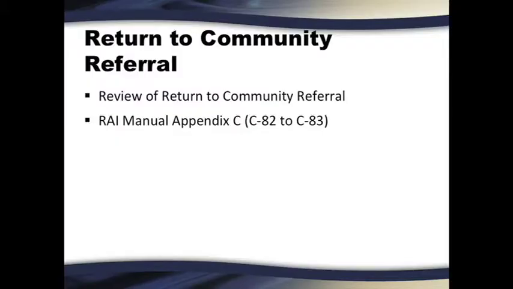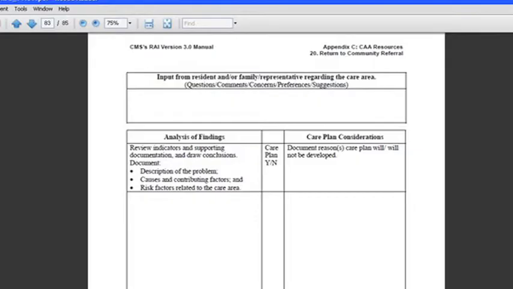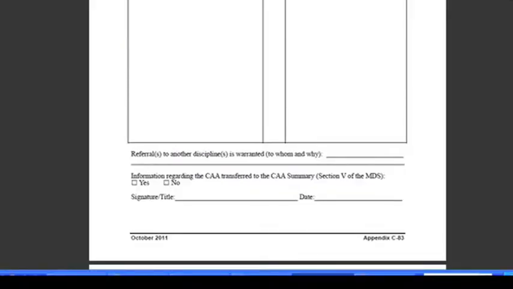It's located at C82 to 83. I've included a copy in your packet. It looks like this. That's this backside, and you sign it, and that will help you to document that you've done everything possible as a competent discharge planner to assist this resident. And it's going to help with some of these ticklish situations, I believe, that we were discussing earlier.